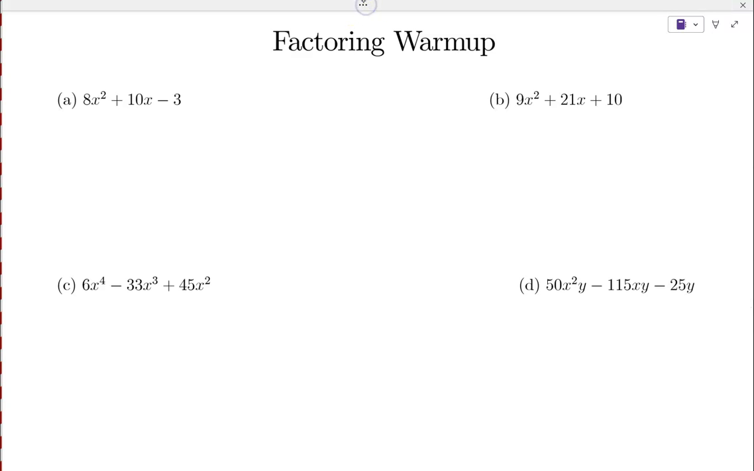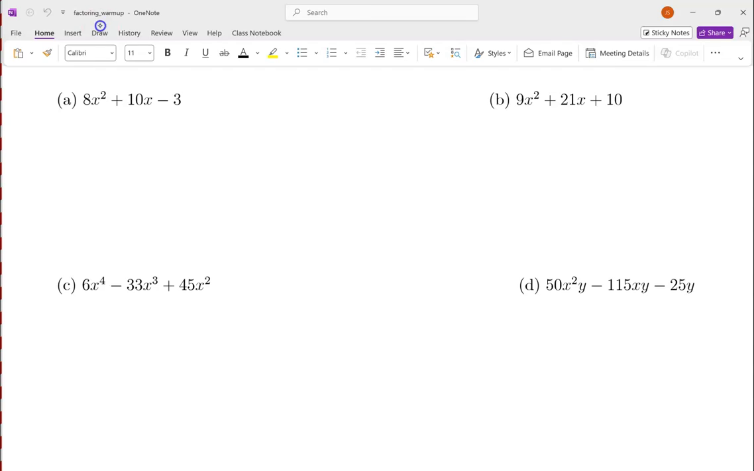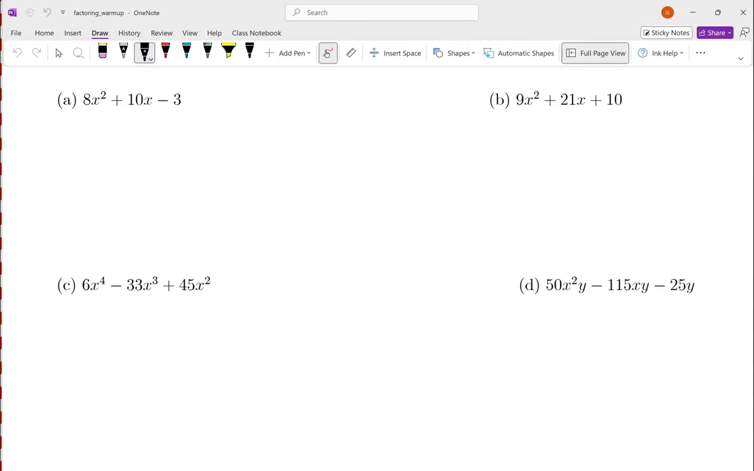I have had problems with this all day, just trying to change the color of my pen.